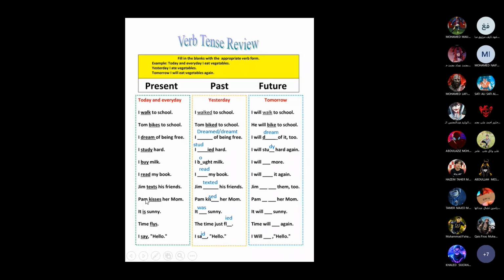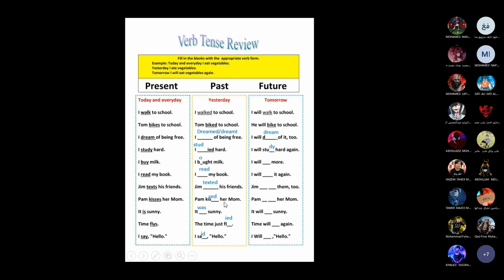One more example. Pom kisses her mom. So you see the verb kisses is in the present tense. So something happens daily. So we say Pom kisses her mom. Kisses is the singular form of the verb because the subject is singular. If you want to change it to the past, you drop the es and you add ed. So you say Pom kissed her mom yesterday.